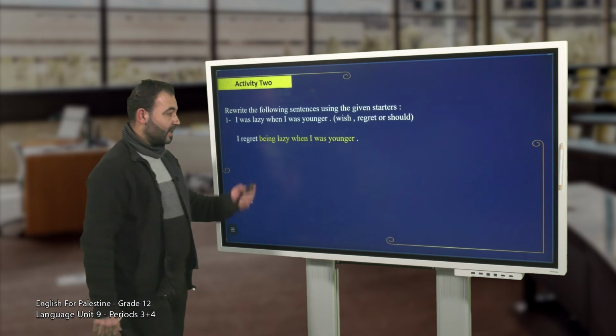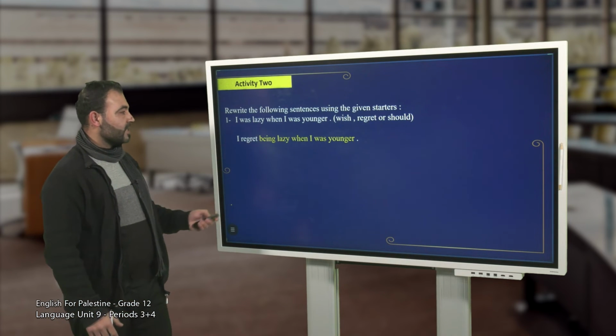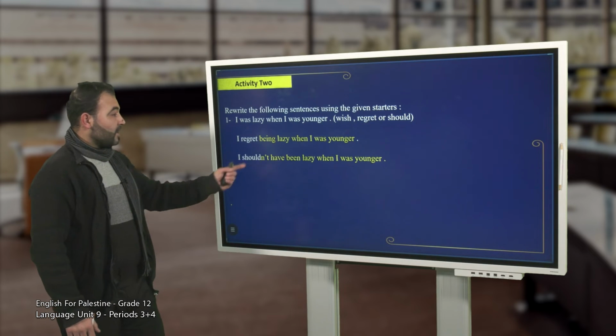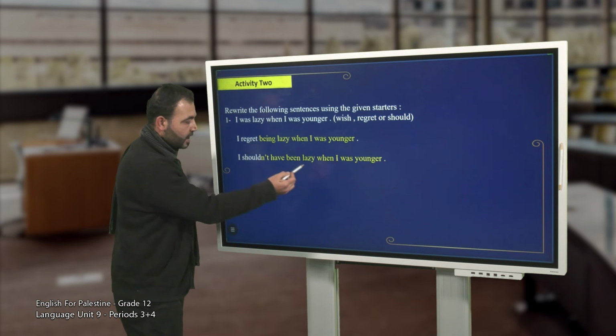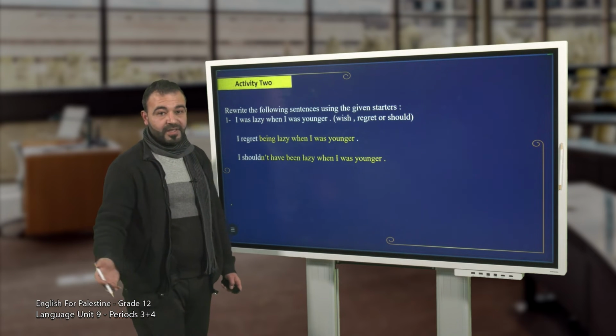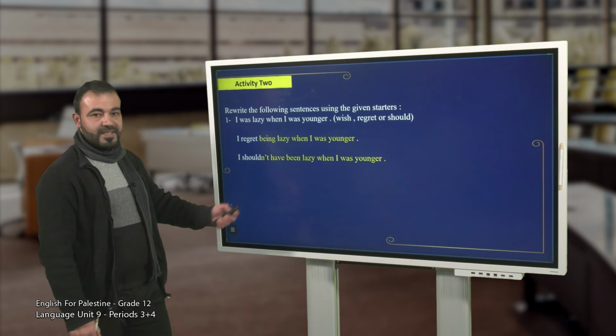Very simple. The second way is with should. "I was lazy" is positive or affirmative. When using should, it must be in the negative form. So, I shouldn't have, from the rule, plus the past participle form. The past participle form of was is been. I shouldn't have been lazy when I was younger. Also a very simple way.